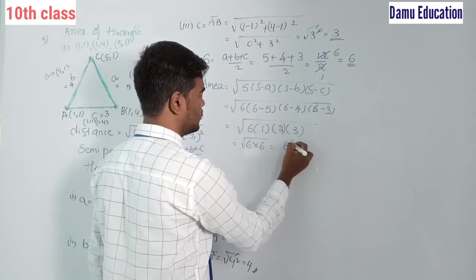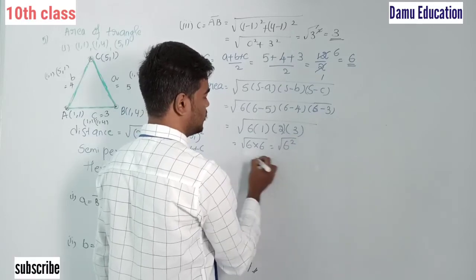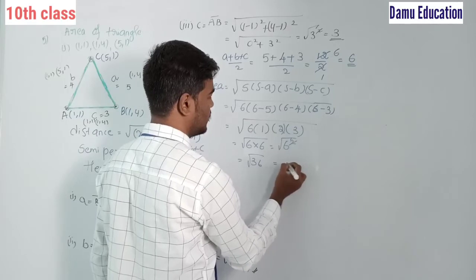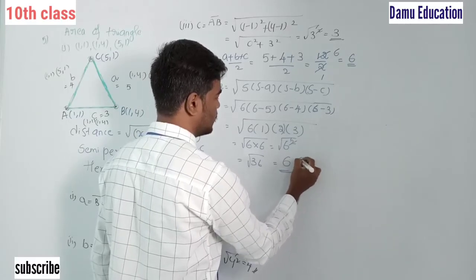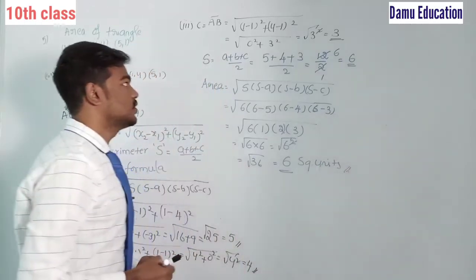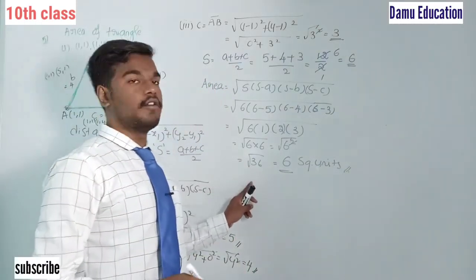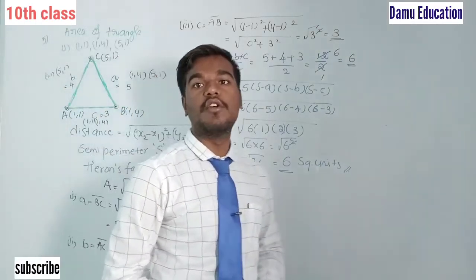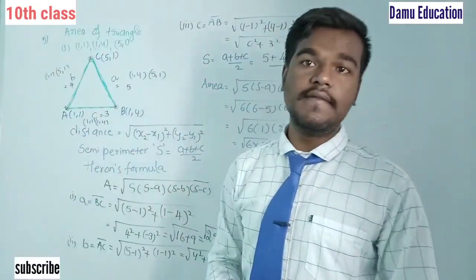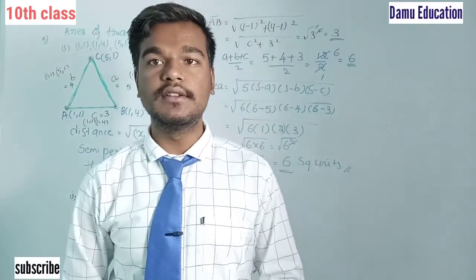What value will we get? 6 square, or square root of 36. We can write it like this. The square root is going to cancel. Then what is the value? 6 square units. So this is the area of the triangle by using Heron's formula with the given coordinates. So this is the way to find the area of the triangle.